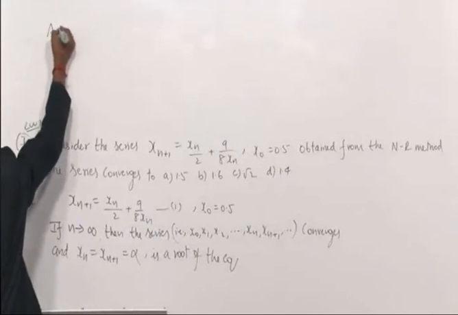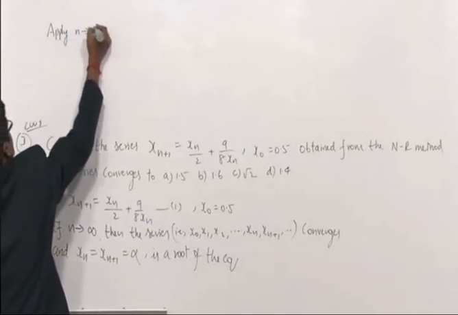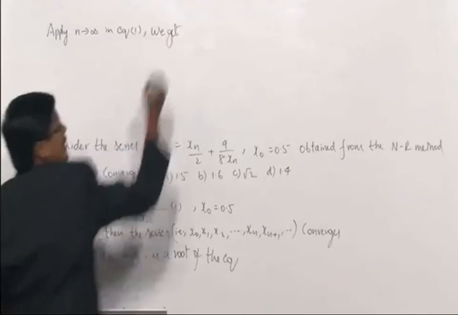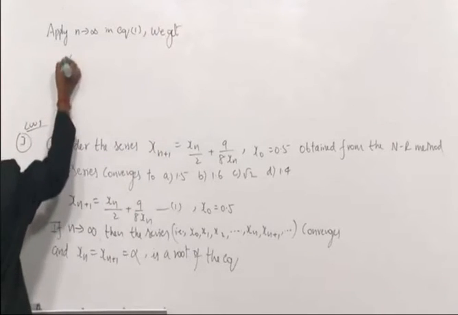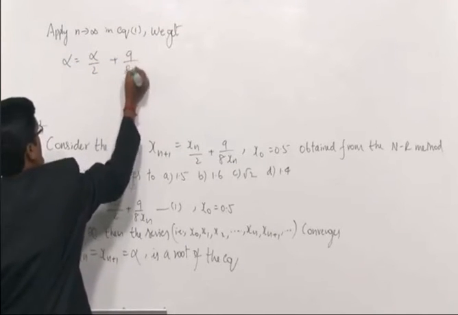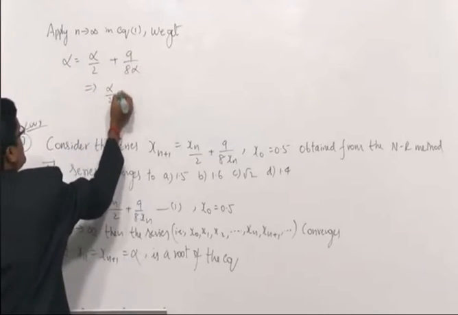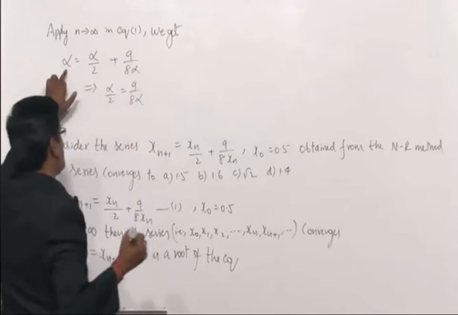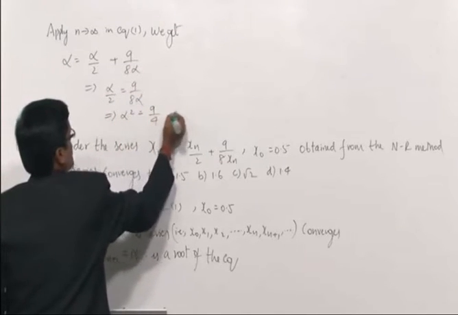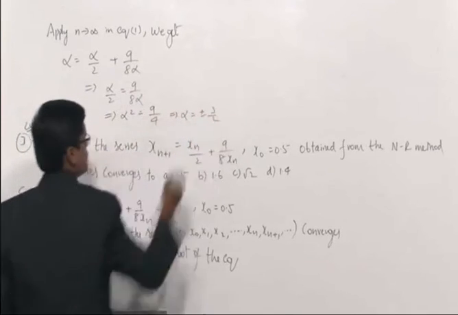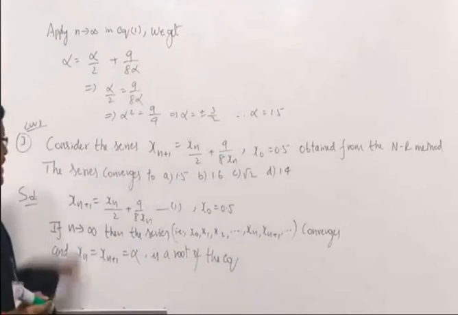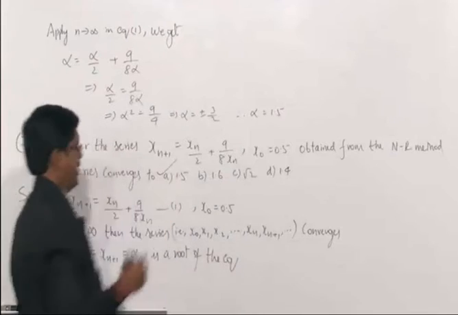Now apply n tends to infinity in equation 1, we get alpha is equal to alpha by 2 plus 9 by 8 alpha. This simplifies to, bringing alpha by 2 to the left side, alpha by 2 is equal to 9 by 8 alpha. Cross multiply, so alpha square is equal to 9 by 4, alpha is equal to plus or minus 3 by 2. So therefore alpha is equal to 1.5 or minus 1.5. But according to the options, there is no negative value. So the option is A.